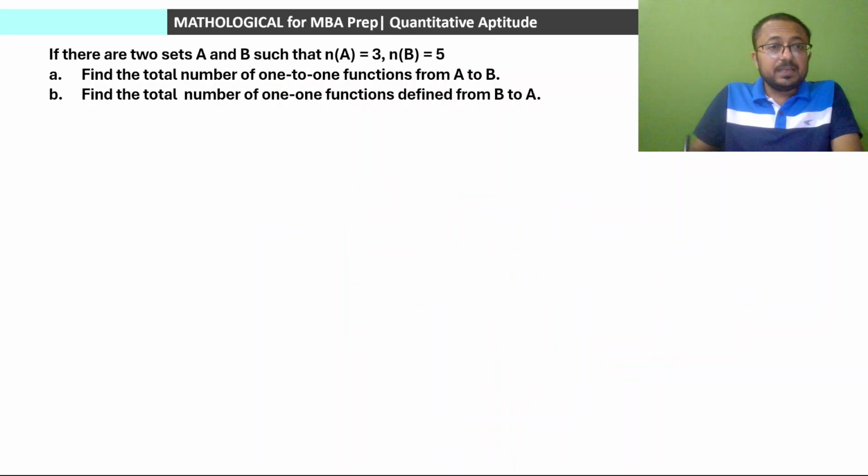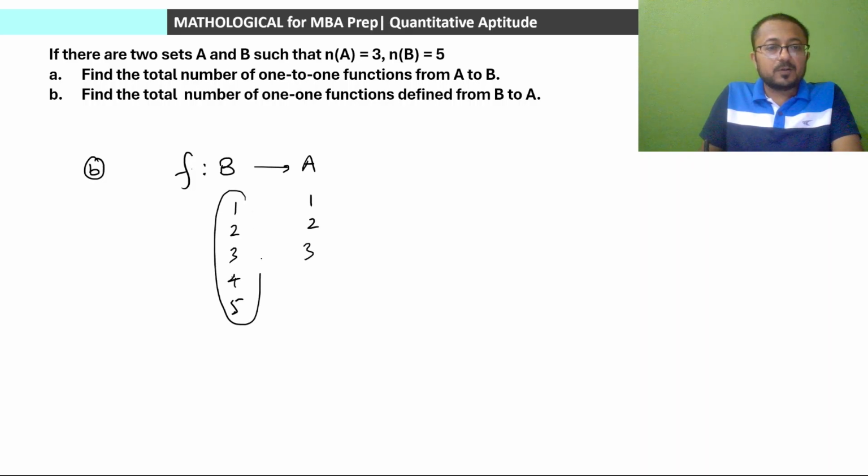In the similar way, part B का answer क्या होगा? Total number of one-one functions defined from B to A. From B to A. Now the number of elements in set B is 5, and the number of elements in set A is equal to 3. So how many such one-one functions will be possible?